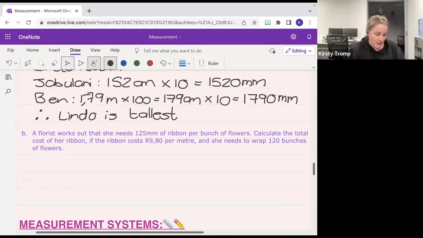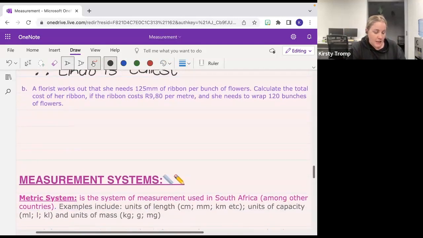Right, question B. A florist works out that she needs 125 millimeters of ribbon per bunch of flowers. Calculate the total cost of her ribbon if the ribbon costs 9.80 per meter and she needs to wrap 120 bunches of flowers. That is a lot of words for maths. I completely agree with you. So let's break it down.